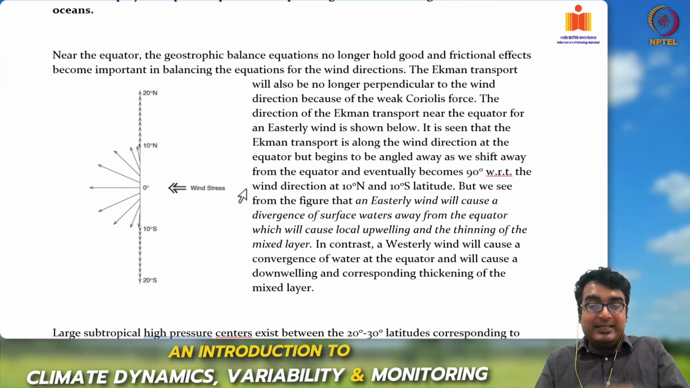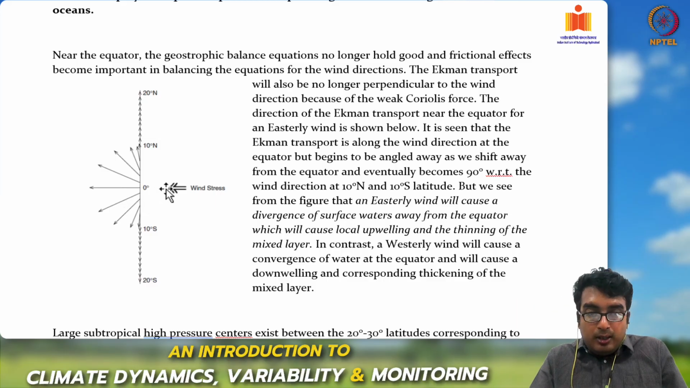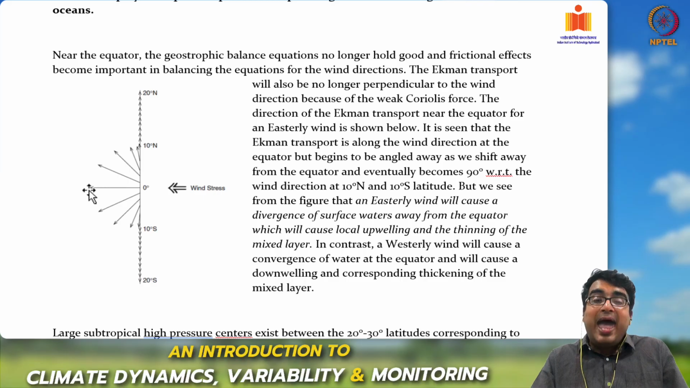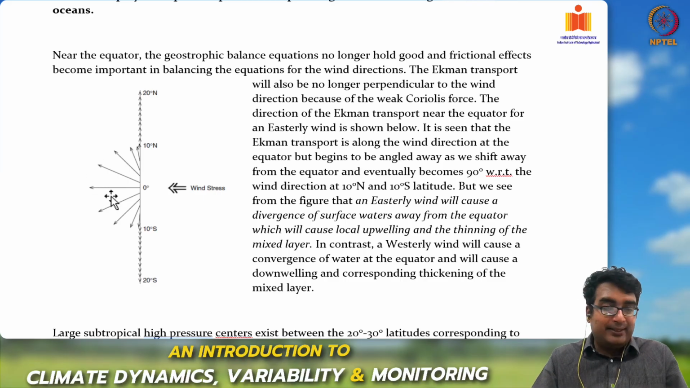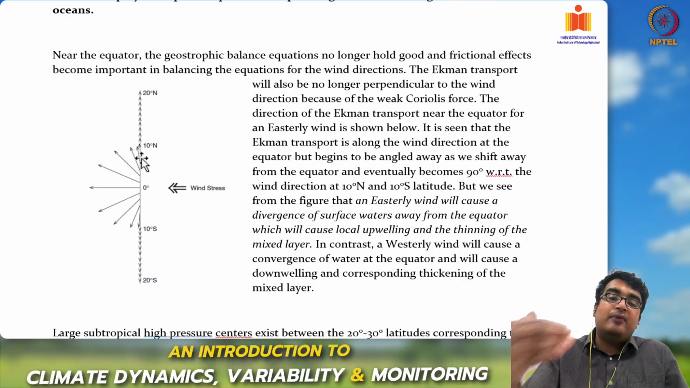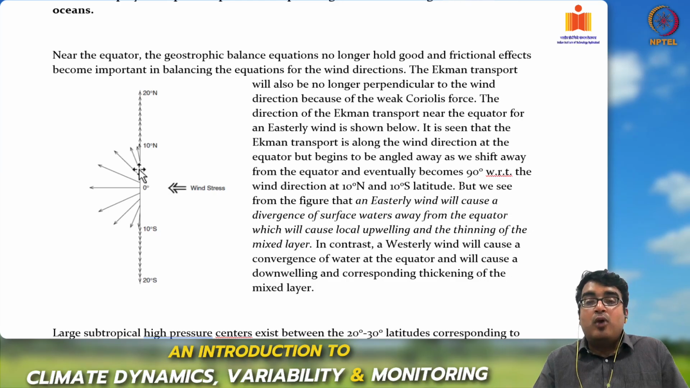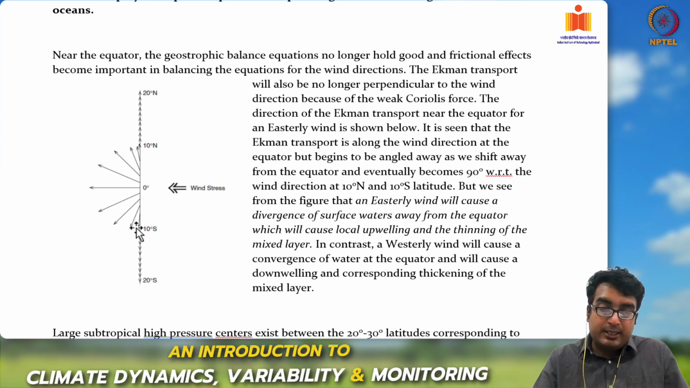Near the equator, this is not correct. Because the Coriolis force is weak, you will have the water transport along the wind direction exactly at the equator. Further away from the equator, the Coriolis force will become stronger and stronger, and by 10 degree north latitudes, you are getting the full effect of the Ekman spiral, and you get transport of water perpendicular to the direction of wind. In the southern hemisphere, it will be towards the left of the wind. In the northern hemisphere, to the right of the wind.